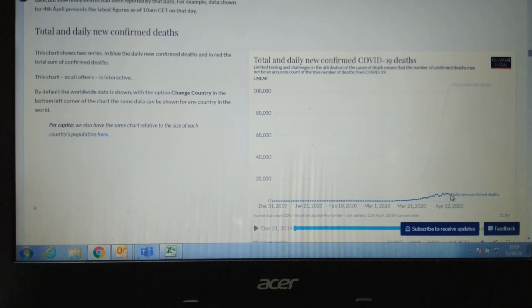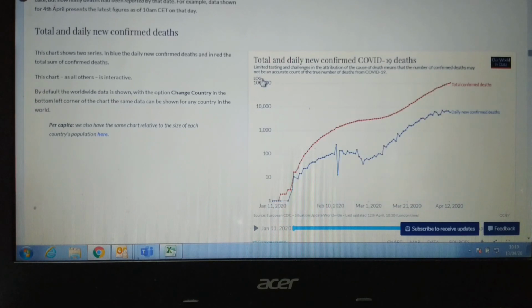Daily new confirmed death is much lower than the total confirmed death, so this one is actually very dwarfed. If I convert it to log scale, the y-axis is converted to 1, 10, 100, 1,000, 10,000 and 100,000.